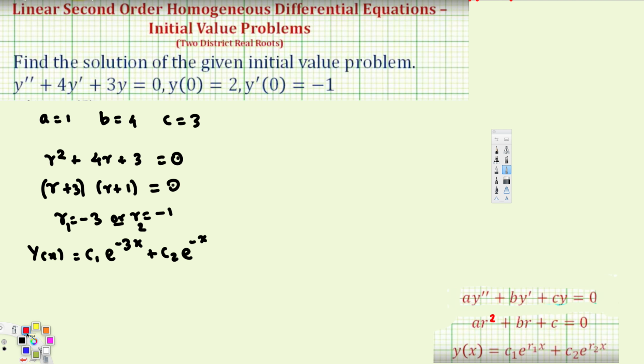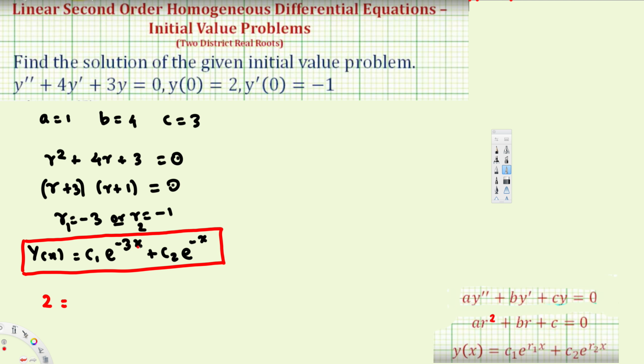This is our general solution, but when we have the initial values, we have to find the particular solution. To do that, we have to know what the c1 and c2 values are. To find them, we apply these initial conditions. Here they have given that y of 0 is equal to 2. If you plug 0 for x, this becomes e to the 0. So c1 e to the 0 plus c2 e to the 0 gives us 2, so c1 plus c2 is equal to 2.